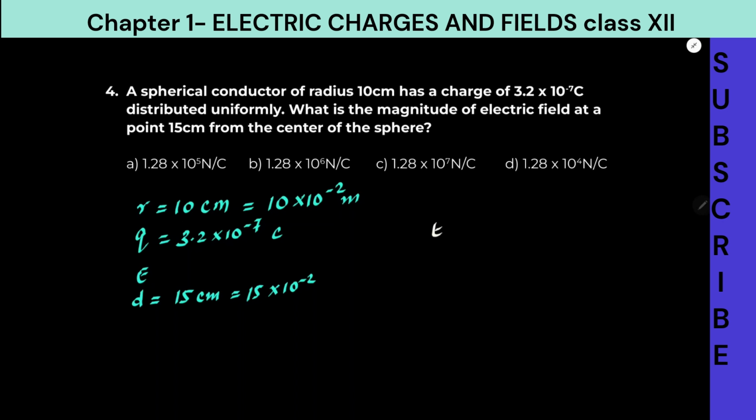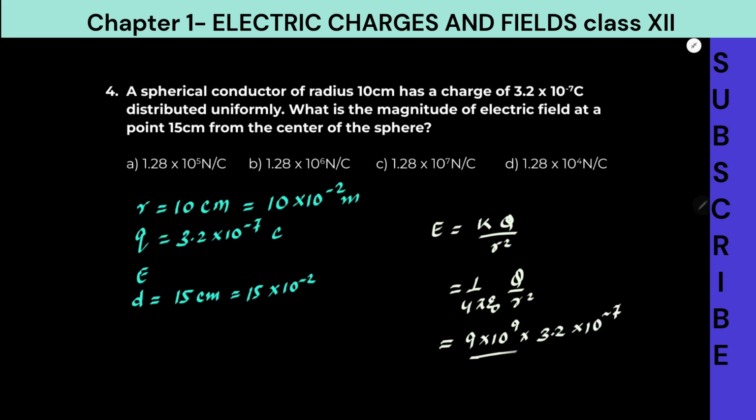So electric field E will be equal to K Q by R square. What's K? 1 by 4 pi epsilon naught, if you know. Q by R square. And what's 1 by 4 pi epsilon naught? Let's put the values: 9 into 10 to the power 9. And the charge here is 3.2 into 10 to the power minus 7, whole divided by, what's the separation?